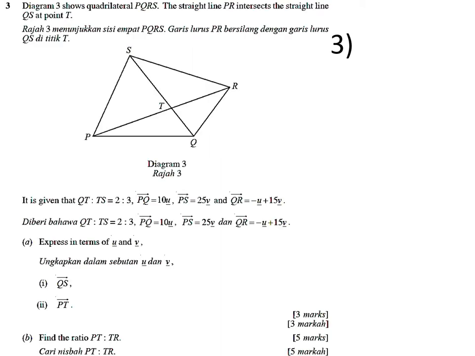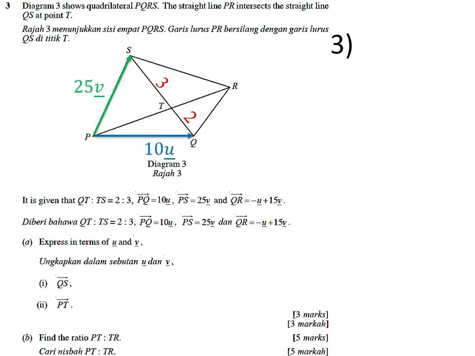2013. Let us look at these questions. Diagram 3 shows quadrilateral PQRS. The straight line PR intersects the straight line QS at point T. It's given that QT to TS, the ratio is 2 to 3. PQ is 10U. Please label properly. PS is 25V.